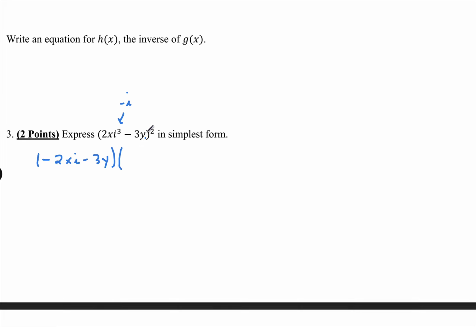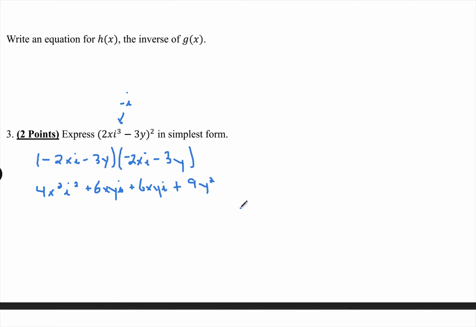And then since I'm squaring that whole thing, I'm going to say negative 2xi minus 3y. From that point on, I'm going to FOIL, which means I'm multiplying my first terms. So I'm going to get 4x squared i squared. Then I'm going to multiply my outers. So that's going to be positive 6xyi. And then another, inners, another positive 6xyi. And then my last one's positive 9y squared.